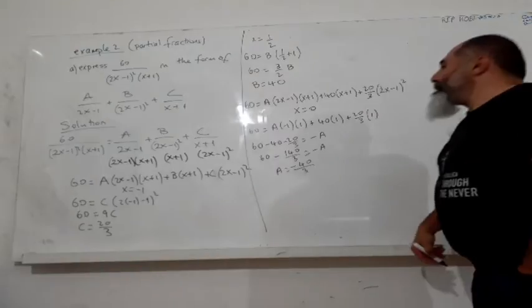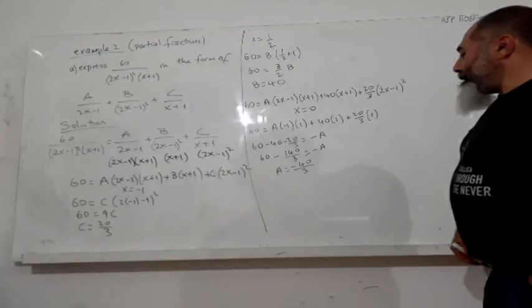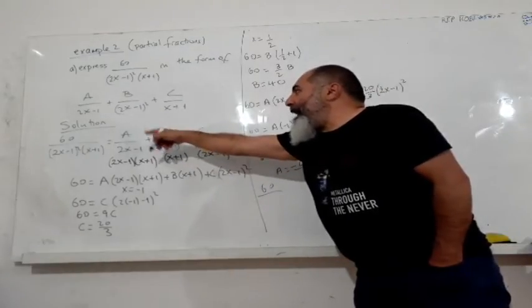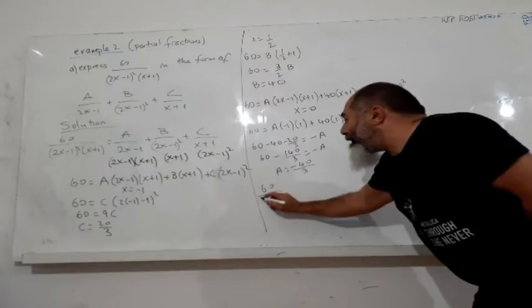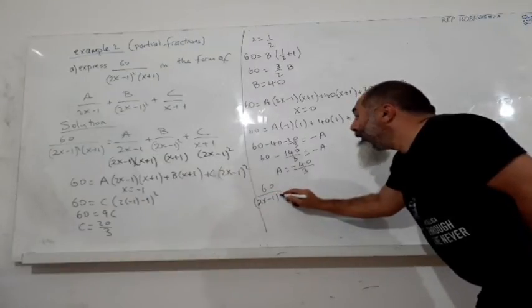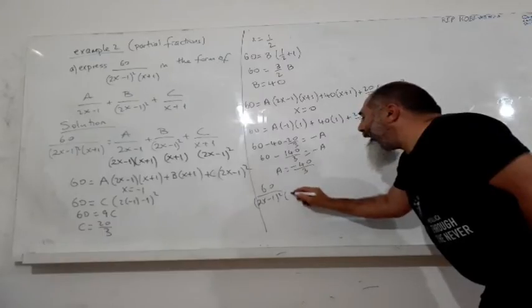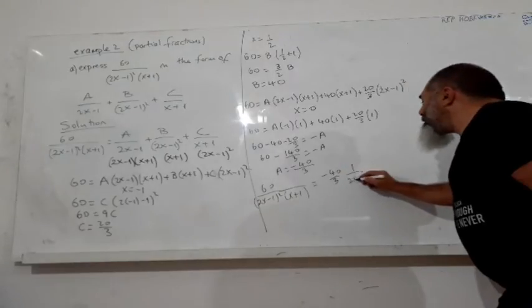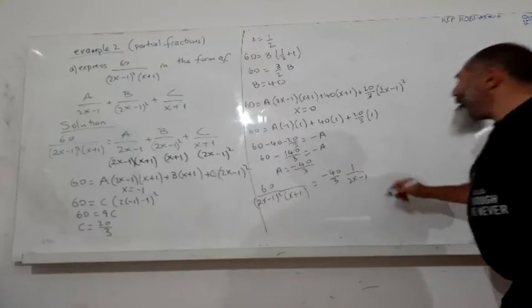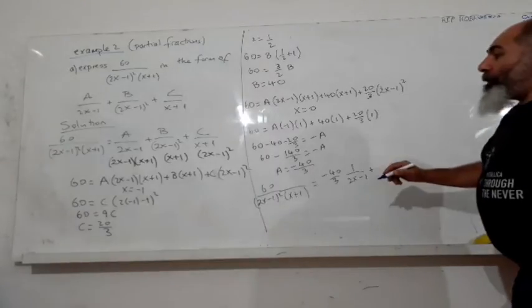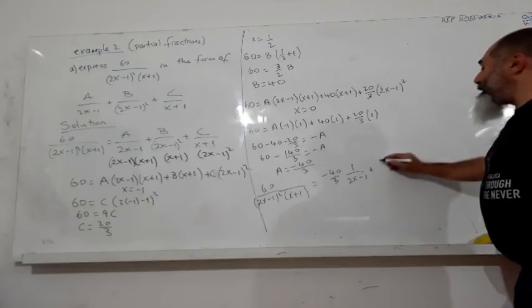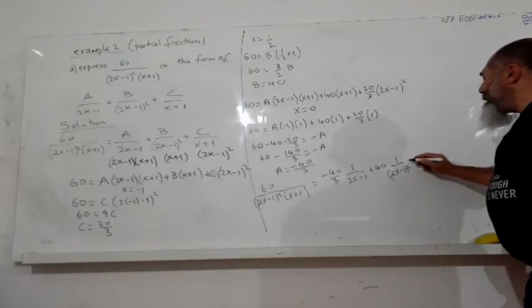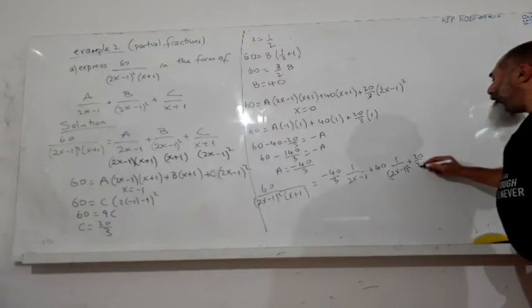So let's rewrite that expression again by replacing the values for A, B, and C. 60 over (2x minus 1) squared (x plus 1) is equal to minus 40 over 3, 1 over 2x minus 1, plus the value for B was 40, 40 times 1 over (2x minus 1) squared, plus C, 20 over 3, 1 over x plus 1.